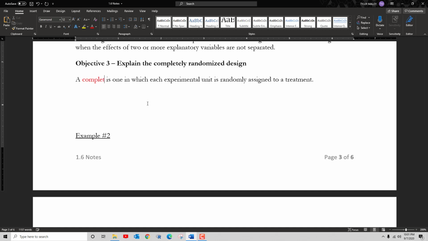A completely randomized design is one in which each experimental unit is randomly assigned to a treatment.